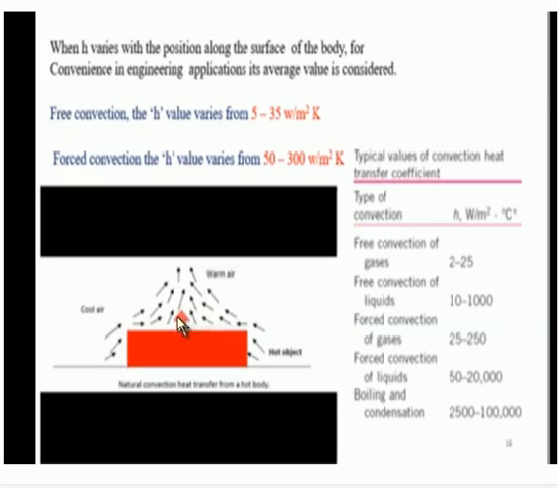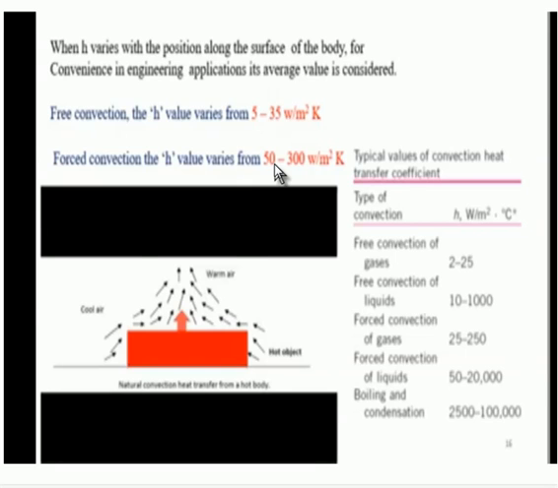In natural convection, there is a hot body, cold air flows over it, and it becomes warm air here. These are some typical values of the convection heat transfer coefficient H: for free convection 5 to 35, and for forced convection 50 to 300 watt per meter square Kelvin.